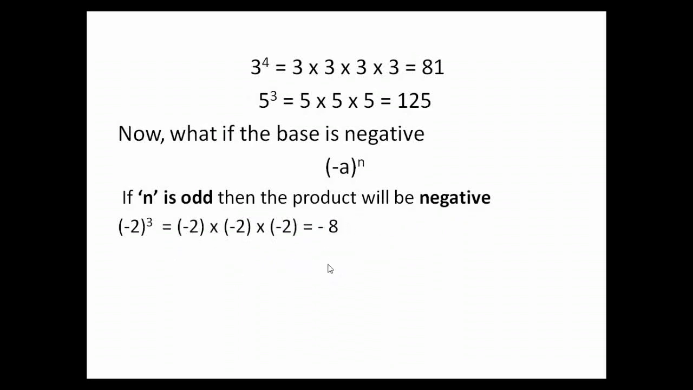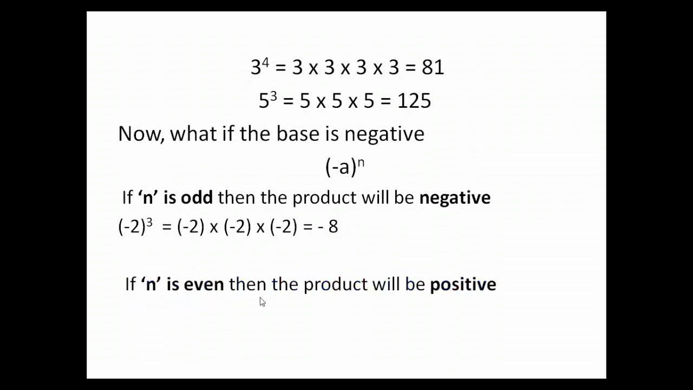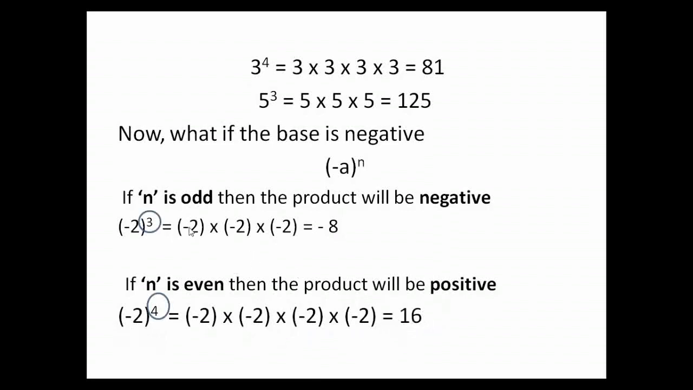And what if n is even? Let's see. If n is even, then the product will be positive. It means negative 2 to the power 4, where 4 is an even integer. So negative 2 multiplied 4 times will give us 16. So the negative sign has gone. So here the nature of the exponent defines whether the product will have a negative or a positive sign.